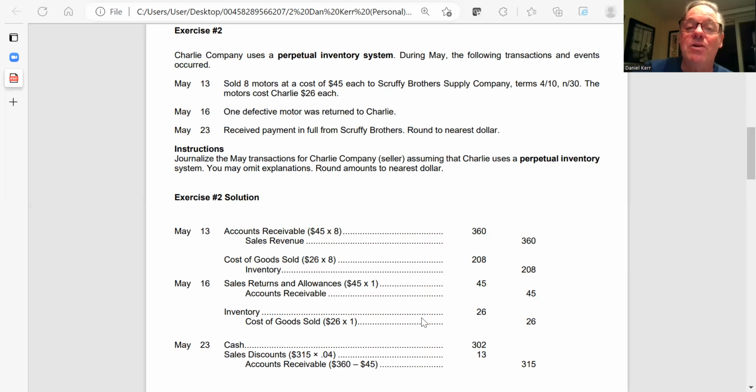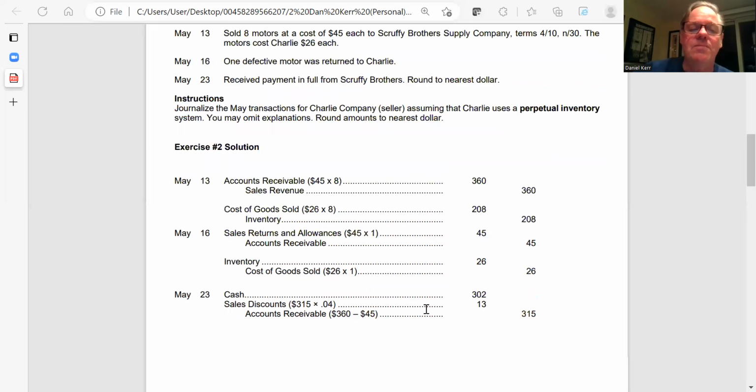Again, not to sound like a broken record, under the perpetual inventory system, every time you have a sale, you've got to record not only the sale, you got to record the cost of the sale. Every time you have a sales return, you not only got to record the sales return and the reduction of accounts receivable, you've also got to record the stuff coming back in the inventory.